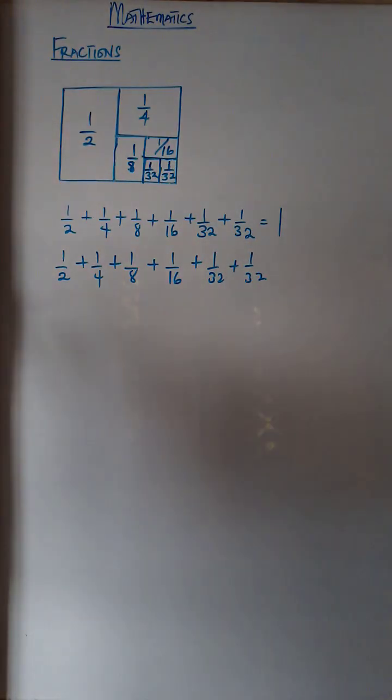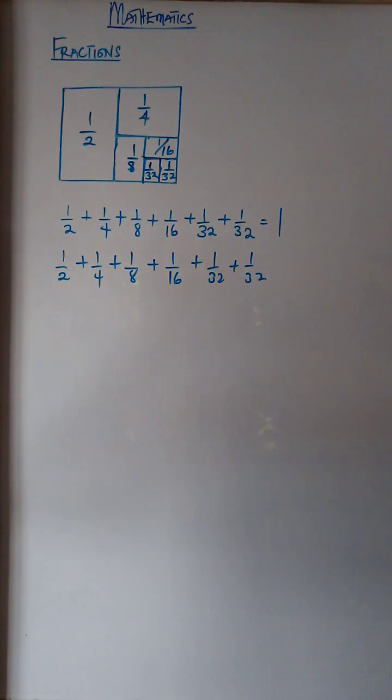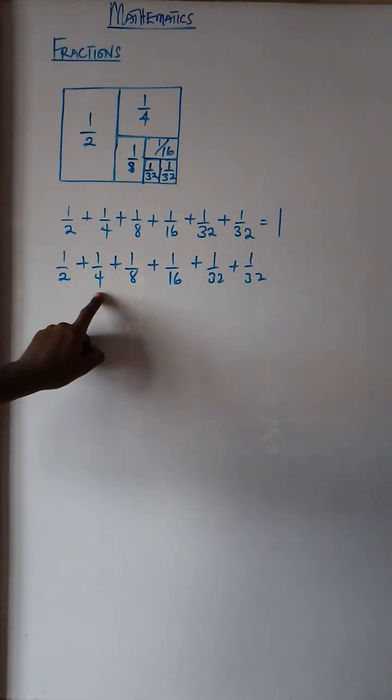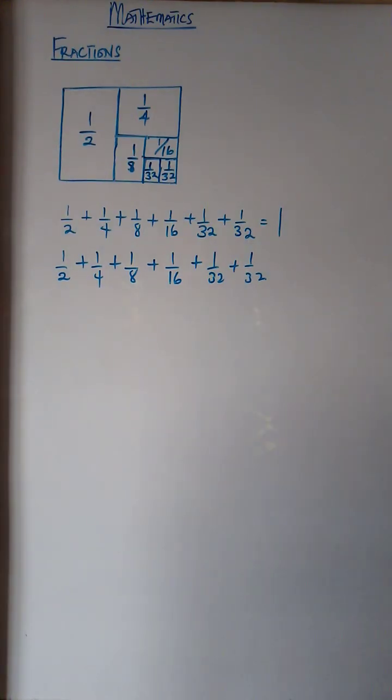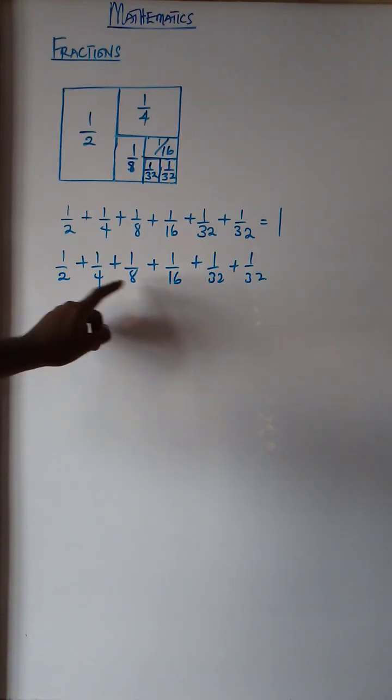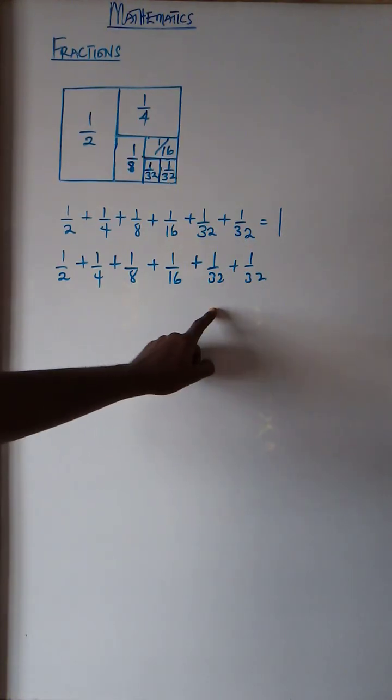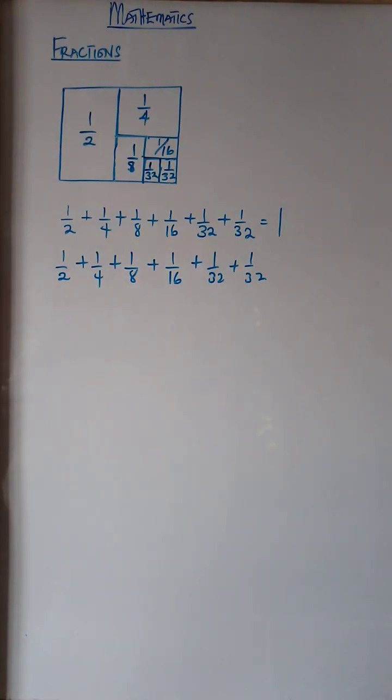So we have to go back to our last class. The concept of what? LCM. So what is the LCM of 2, 4, 8, 16, 32, 32? The answer is 32. Why? Because 2 can divide 4, 4 can divide 8, 8 divides 16, 16 divides 32. So the LCM is 32.